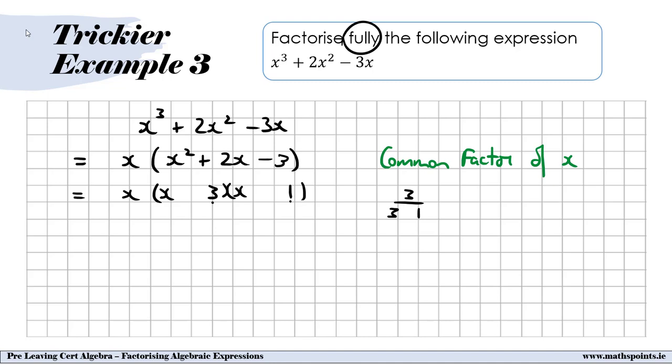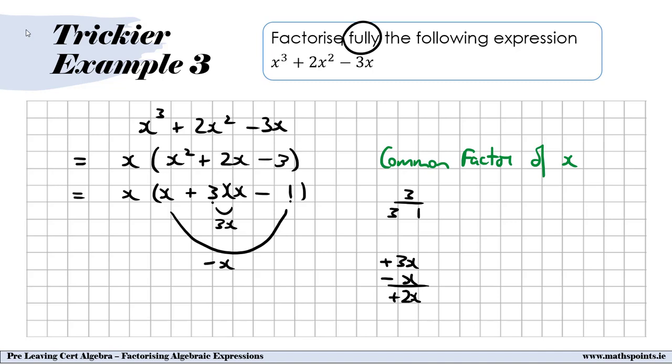I'm just not sure of the signs yet. So the first test is x by x is x squared. The second test is 3 by 1 is 3. And the last test is that the product of the inner two, 3x, combined with the product of the outer two, 1x, have to give me plus 2x. So if I have a 3x and a 1x, how can they combine to give me a plus 2x? Well, I'll need to have a plus 3 and a minus 1x. So it's a plus 3x for the inner terms, and then the outer terms is a minus 1x.